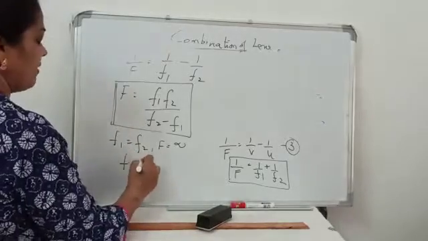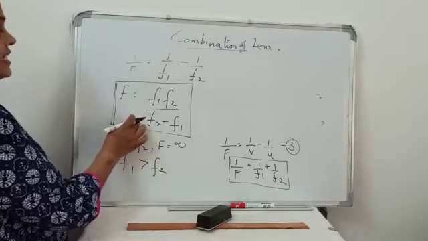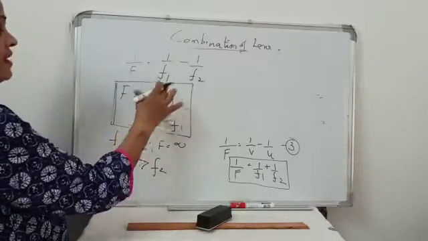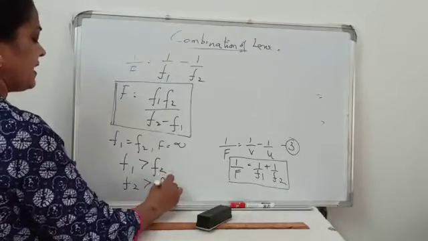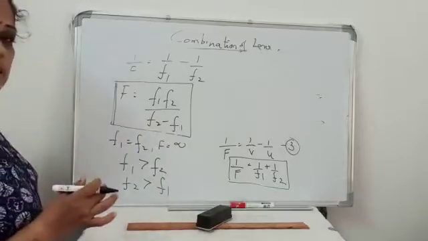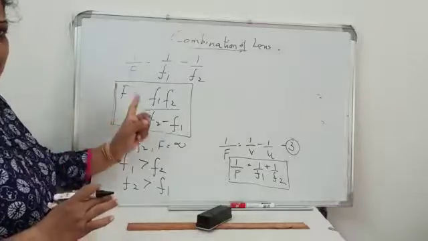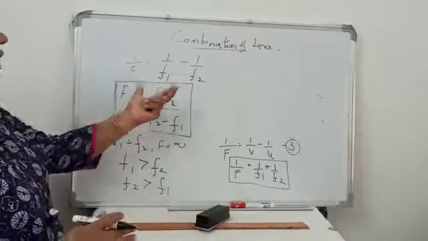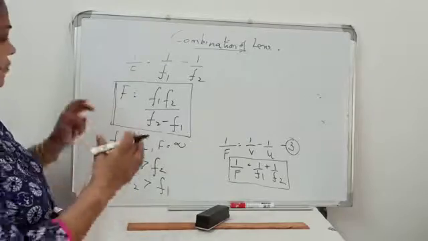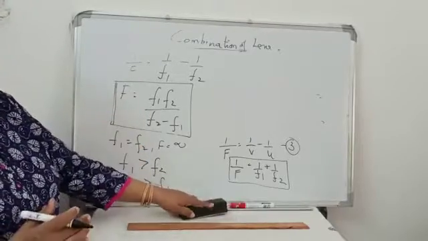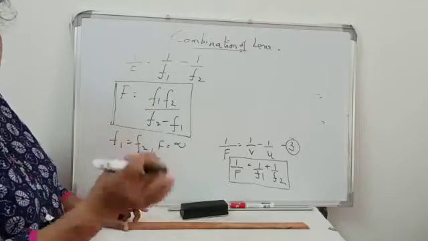Suppose f1 is greater than f2. In that case, the denominator is negative, so the combination will behave as a concave lens. If f2 is greater than f1, the denominator is positive, therefore the combination will behave as a convex lens. Now like this you can use any number of lenses and combine them to get the desired focal length and magnification.